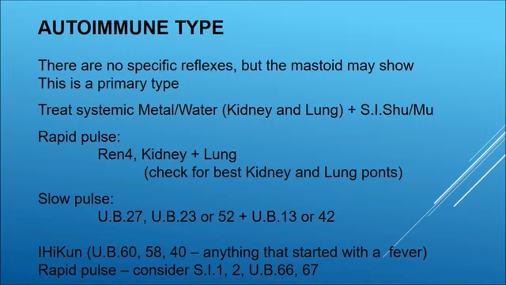For the rapid pulse type, also check the effectiveness of small intestine 1 and 2 and UB66 and 67 and use it if appropriate. DO16 can be added for all autoimmune types.